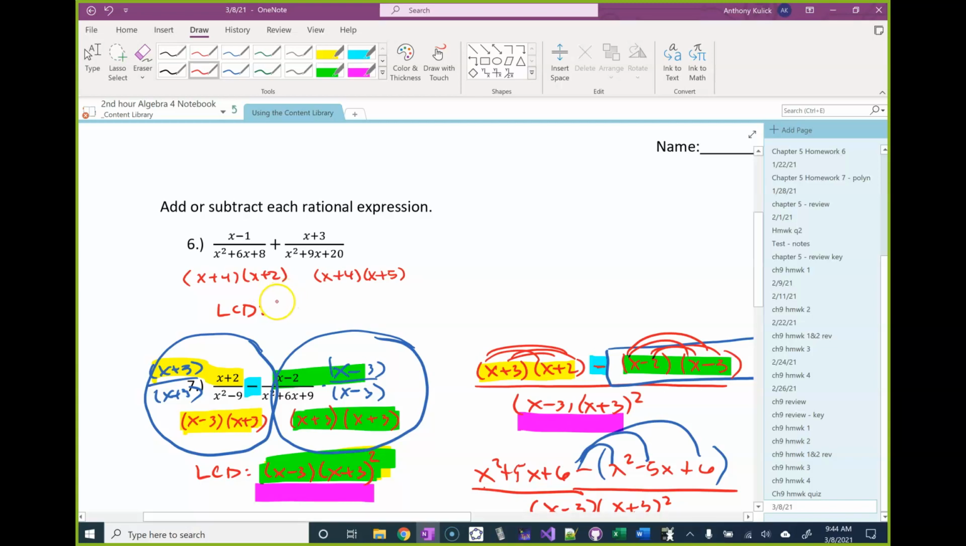You agree with that? And since then, in any one fraction, the x plus 2 occurs at most one time, the x plus 4 occurs at most once, and the x plus 5 occurs at most once. That's my least common denominator. It's just everything to the first. Are you okay there?